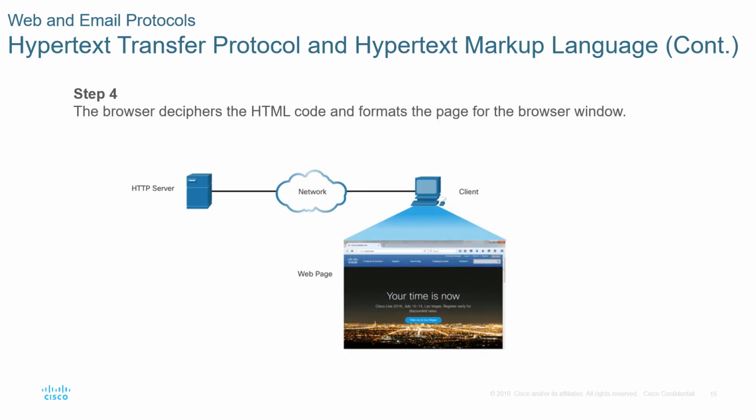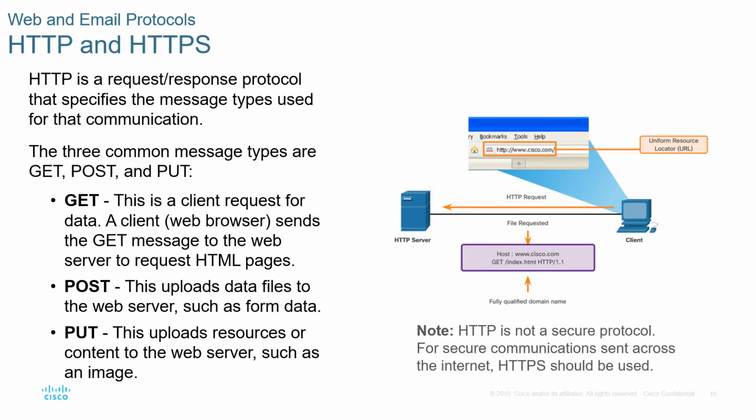Step 4, our web browser will display that code in our web browser. So HTTP and HTTPS have several common messaging types. Three, just for example, are GET, POST, and PUT. GET is what is used to retrieve web requests. POST is basically used to upload a data file to a web server, such as a data form.